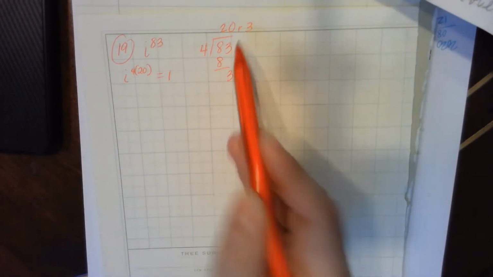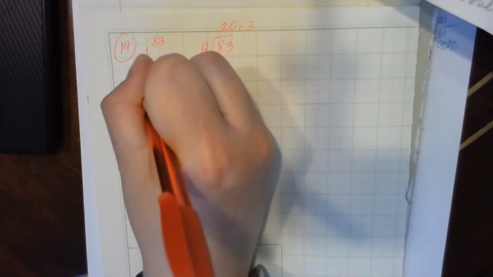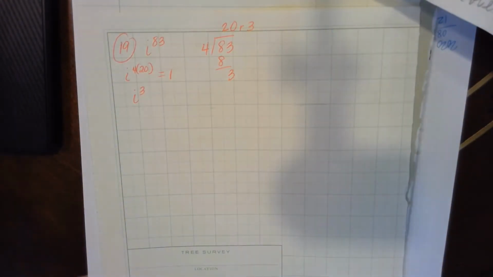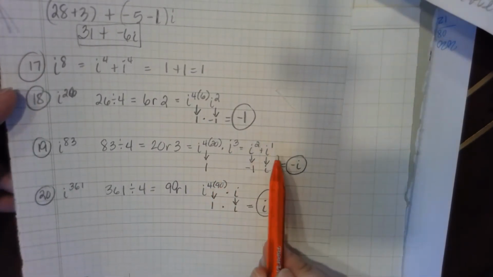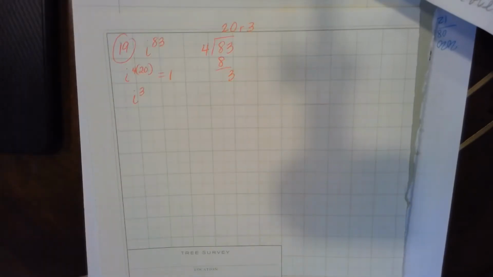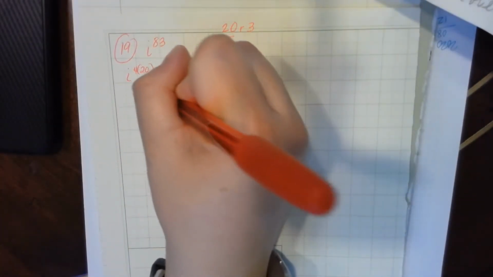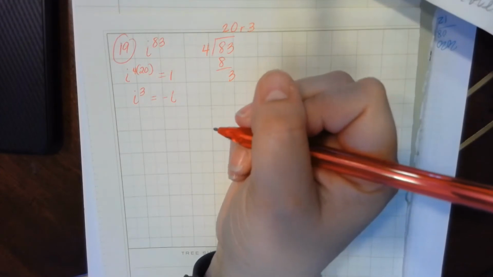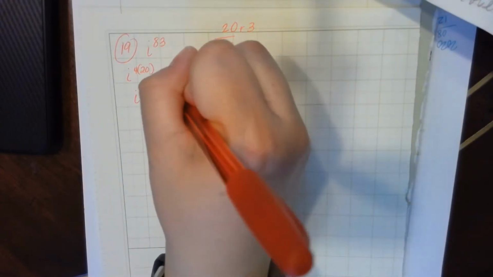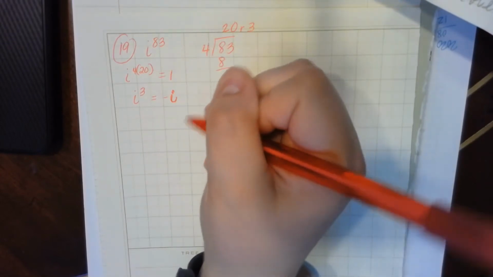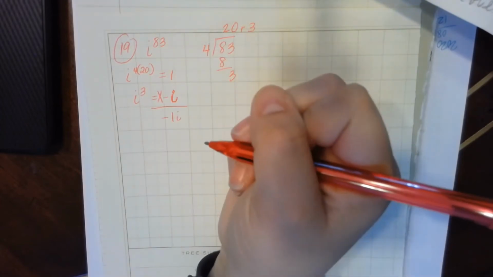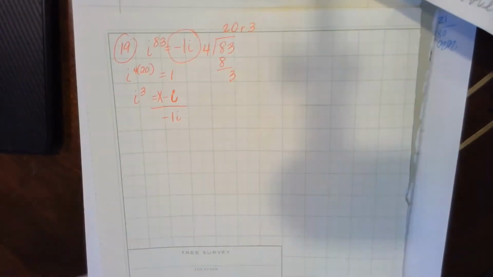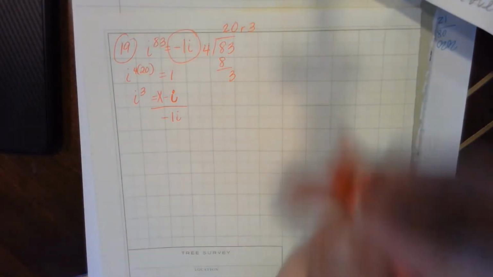Now I need to deal with my i to the 3rd. So that leaves me with i cubed. And we know from our notes, which I'm sure you wrote down, that i cubed is going to equal -i. So I've got -i. So if I have a 1 times a -i, I'm going to end up with a -1i. Okay, and that -1i is your answer. Let's break down another one.